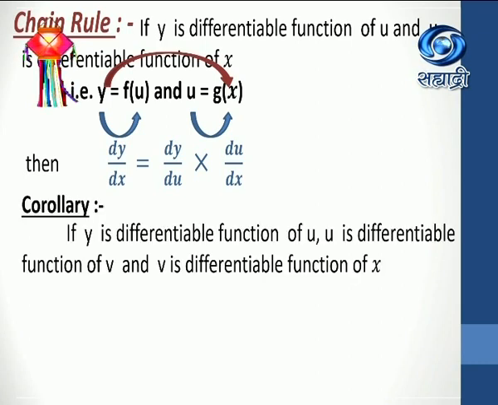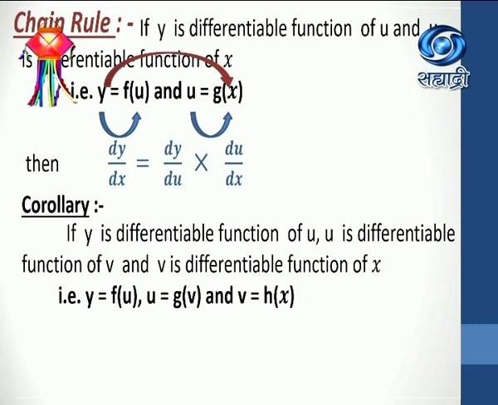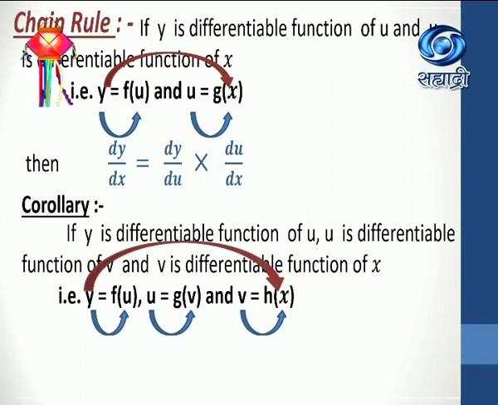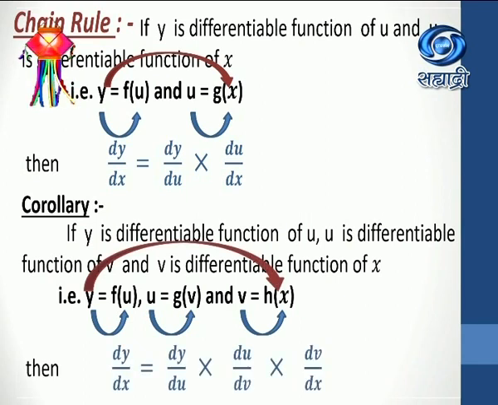We can extend this rule. If y is a differentiable function of u, u is a differentiable function of v, and v is a differentiable function of x, that is y equals f of u, u equals g of v, and v equals h of x. Here y is a function of u, u is a function of v, and v is a function of x. In turn, y becomes a function of x. Therefore, dy by dx equals dy by du into du by dv into dv by dx.